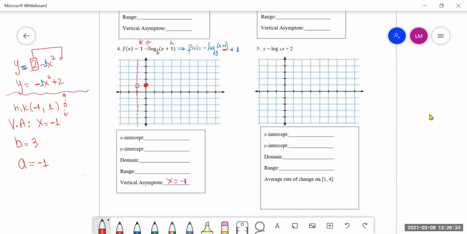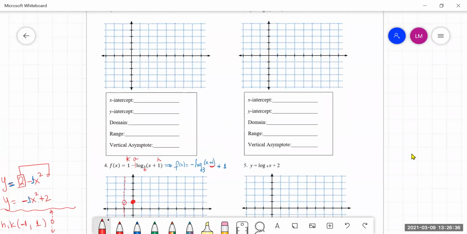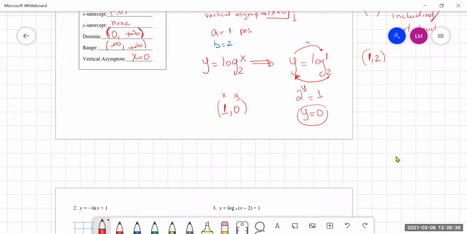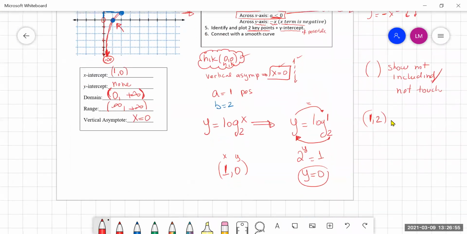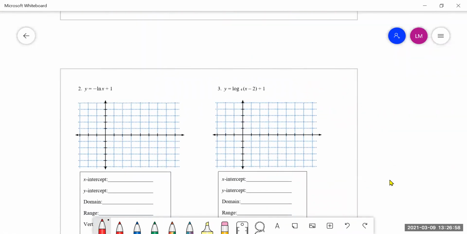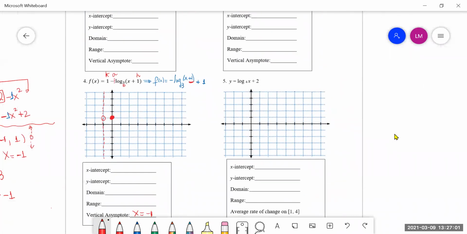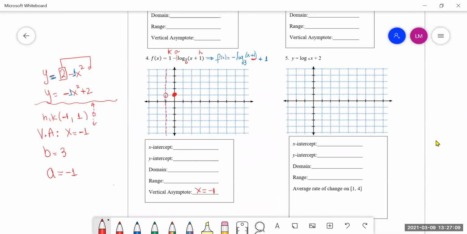Why don't we go back and refresh our minds just a little bit? On our notes, it says right there, across the x-axis, if our a value is negative. And then I talked to you about the parabola, okay? So our a value is negative. So that means we are reflecting our curve across the x-axis. So instead of a curve that is going up, increasing, it will be a curve that's going down. So from my h and k, instead of going up, I'm going to go down.